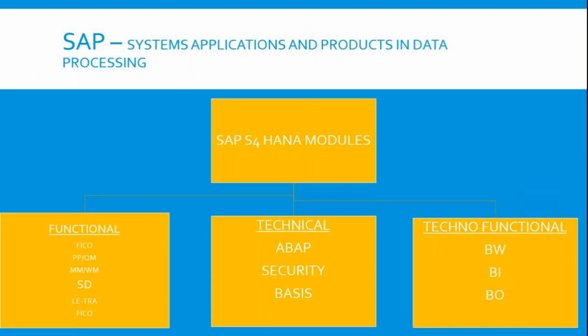So what exactly is SAP? Let's say SAP S4 HANA. What exactly is it? SAP stands for Systems, Applications and Products in Data Processing. We have different applications and products, like different modules in that. How are we managing all these things? The abbreviation of it is Systems, Applications and Products in Data Processing.